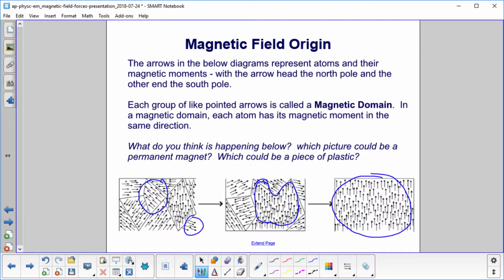What do you think is happening? Which picture could be a permanent magnet? Which could be a piece of plastic? And remember the definition of magnetic moment. It tells you how strongly the material interacts with an external magnetic field.